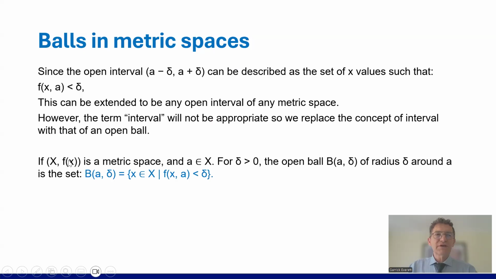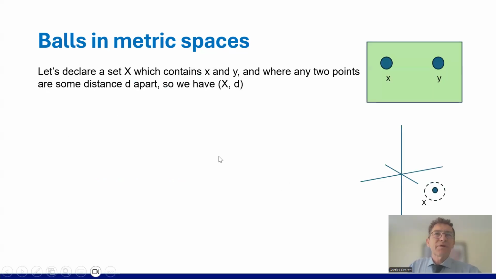So if (X, d), and again I should have used d there, is a metric space and a is an element of X, for delta greater than 0, the open ball B(a, delta) of radius delta around a is the set B(a, delta) equals x in X such that d(x, a) is less than delta. Okay, that'll make more sense in a second when we go through this. Hopefully this is making it a bit more concrete.